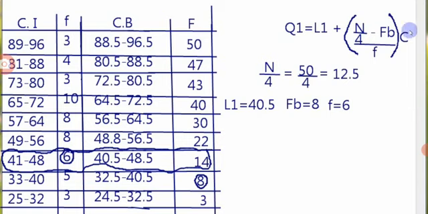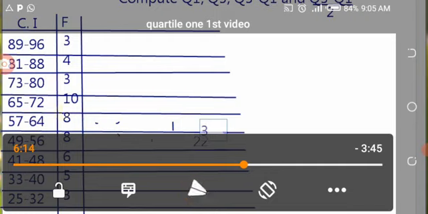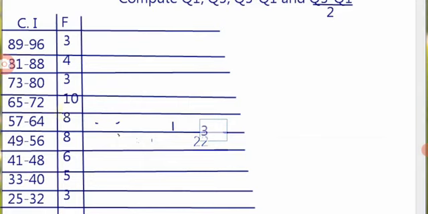Then the next thing is the capital letter C, which is the class size. From the class interval, you have your class size. So from the upper band of the class interval, I have 96 minus 88. Okay, let me continue. We continue in our next video to compute the class size and finish our first quartile.